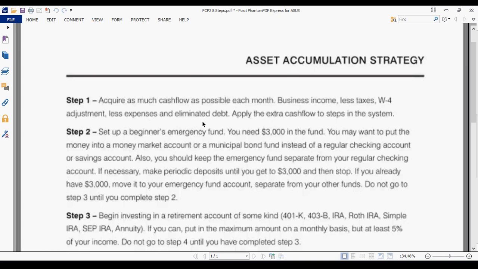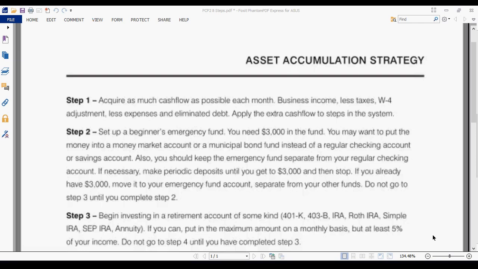This is the true foundation of myEcon. So these are the steps that everybody should be following. When you see a difference in that W-4, you don't just take the money and instantly start paying off your debt. You want to start building that emergency fund of $3,000.